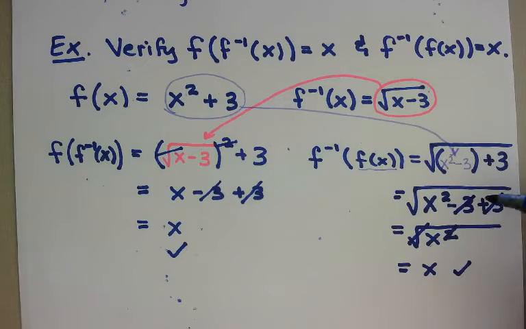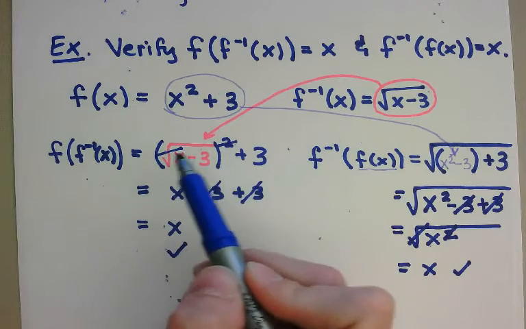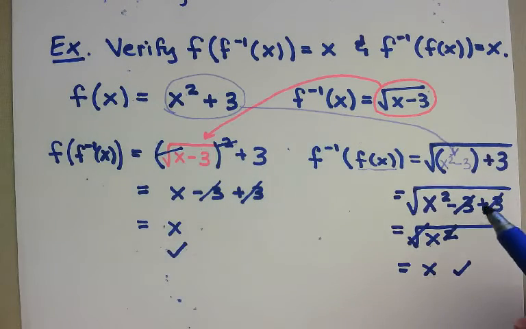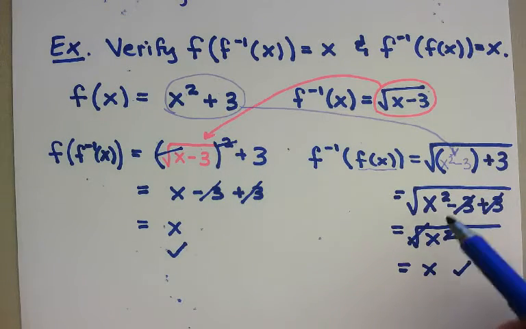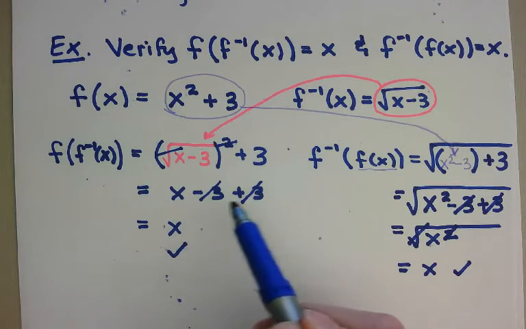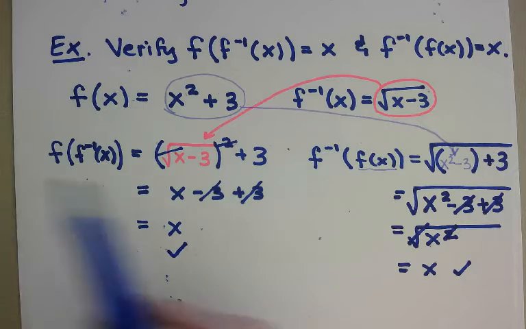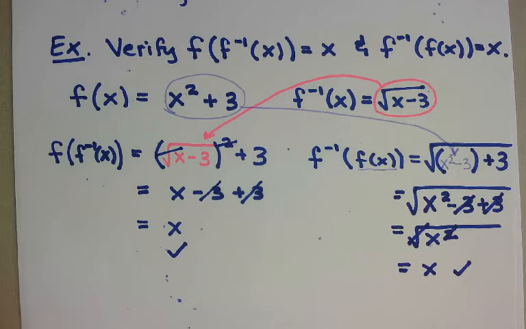In each stage, you should only have one thing crossed out. Okay, so here in this stage, it was the squares that canceled out first. But in this first stage, it was the -3 and the +3. In this stage, the numbers canceled, but in this stage, the root and the square canceled. So you should only have one thing canceling each time. Okay, let's try another example where we verify.